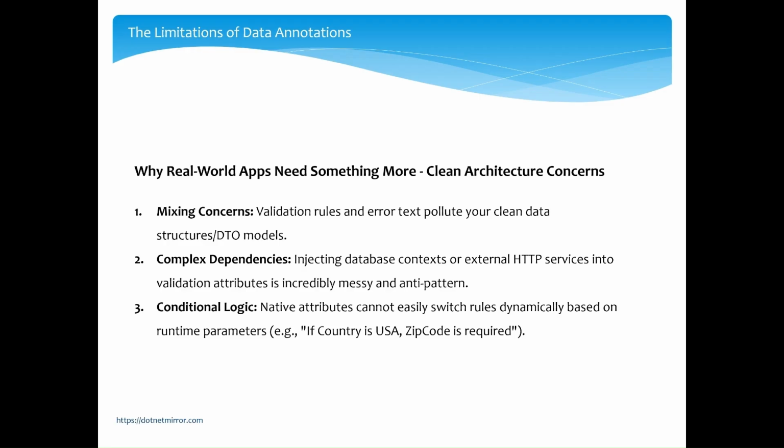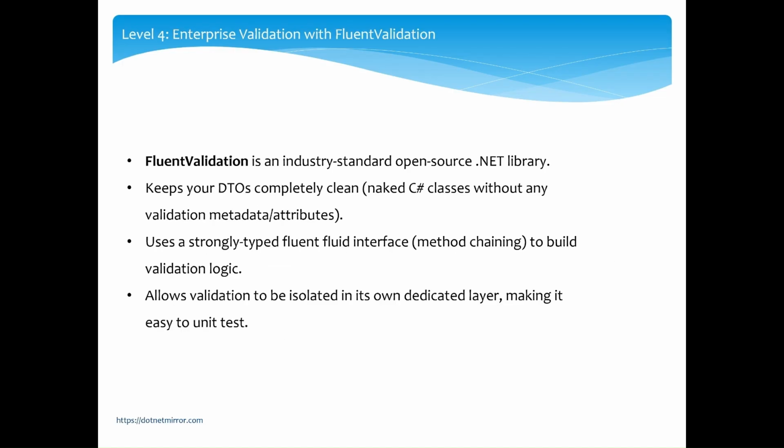Second, they can't handle complex dependencies. If you need to check a database to see if a value is unique, trying to inject a database context into a custom validation attribute is incredibly messy. Lastly, they struggle with conditional rules, such as requiring a postal code only if the country field is set to USA. To solve these challenges, we are going to use level 4, fluent validation.